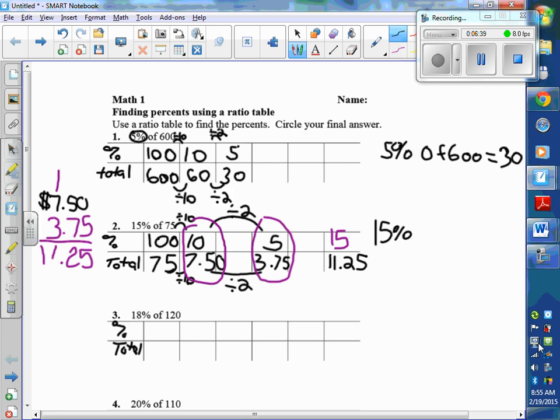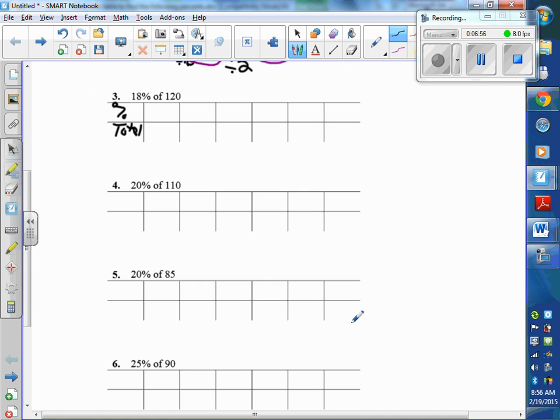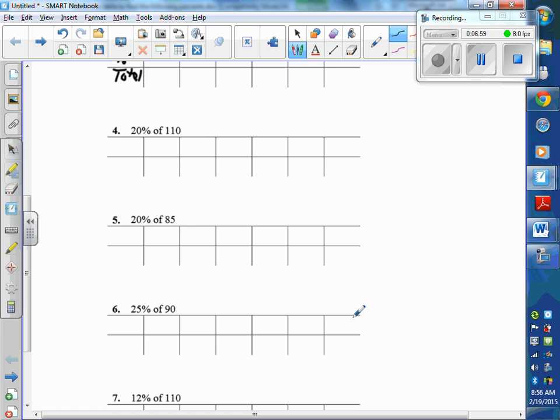So 15% of 75 is, okay, let's see, one of these, like, 20% of 110. All right, let's have somebody new try that. Let's have Chloe try one. Then we'll do another one. So Chloe, you're practicing for the first time because you struggled, right? So let's see how you do on this.